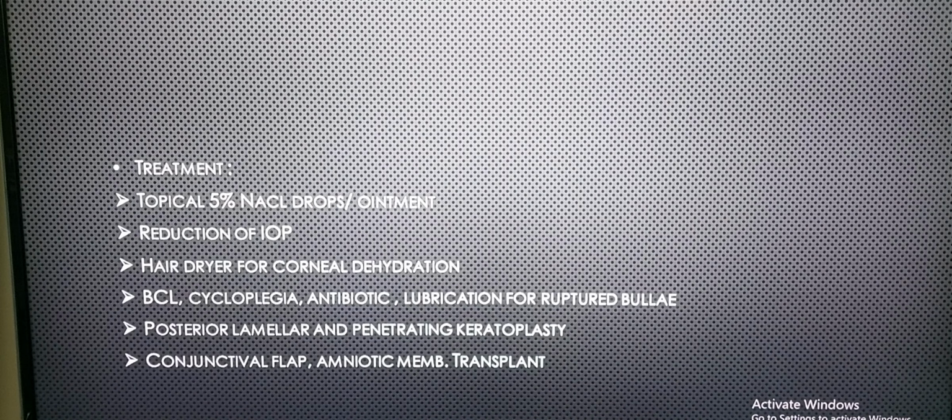Treatment is topical 5% NaCl drops or ointment. As they are usually associated with open angle glaucoma, if associated, then we should reduce the IOP. A hair dryer can be used, which will cause corneal dehydration. Bandage contact lens, cycloplegia, antibiotic, and lubrication are used for ruptured bullae. Posterior lamellar and penetrating keratoplasty are done in advanced cases, and conjunctival flap or amniotic membrane transplant is done if the visual prognosis is not good.